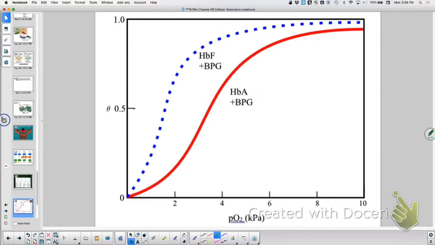If you come across here at 50% saturated, for a fetus this would be the amount of oxygen it would still be loading, but to have 50% saturation, you would need far more oxygen for the mother to still be loading at that level. Okay? And that's so that the fetus can get at the oxygen.